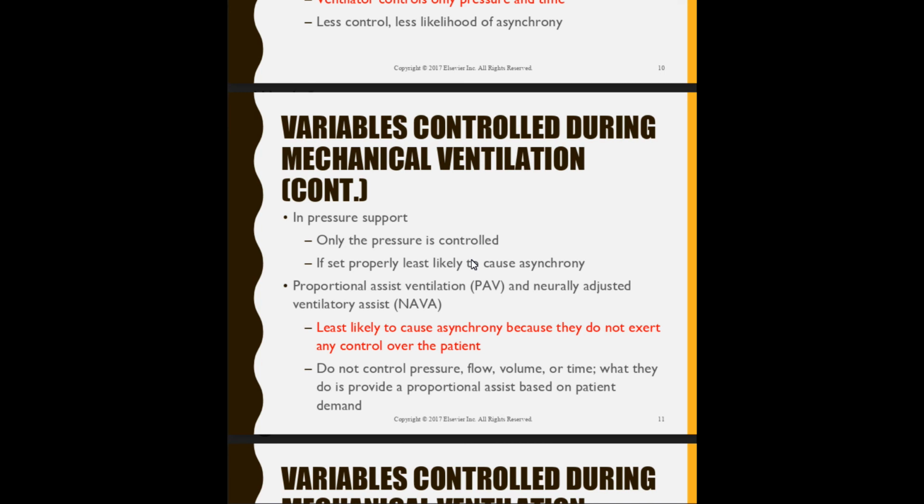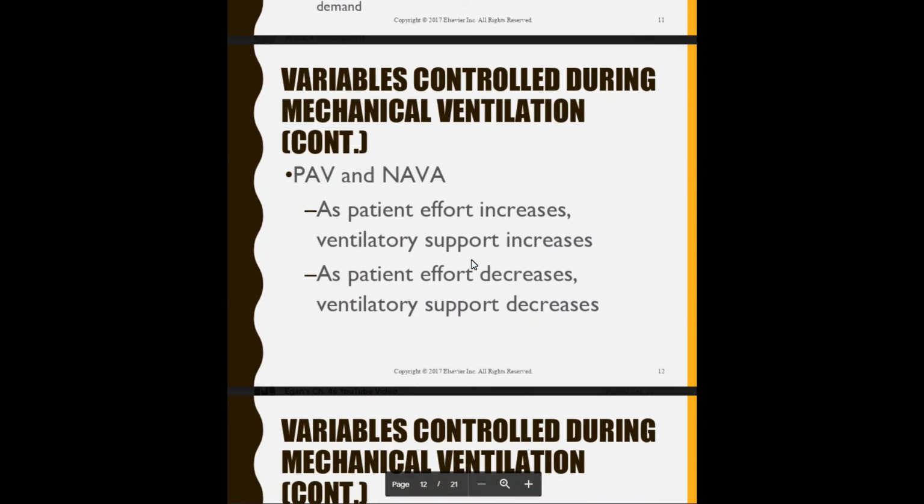I know that NAVA deals with the neurological impulses firing from the central nervous system to the diaphragm. So based on that, I think they deal with the neurological aspect, and I think proportional assist ventilation deals with the diaphragm. I'm not too sure. That's for some of you to study up on, because you should be reading. Anyway, you're not controlling any of these things, so you are not going to have any type of asynchrony with this type of ventilatory assist. So, PAV and NAVA.